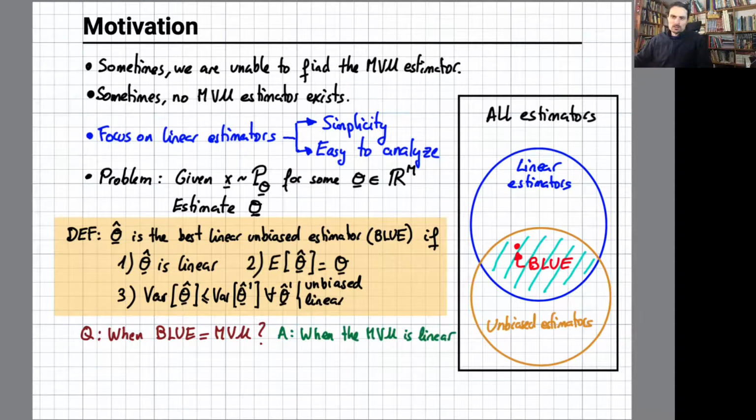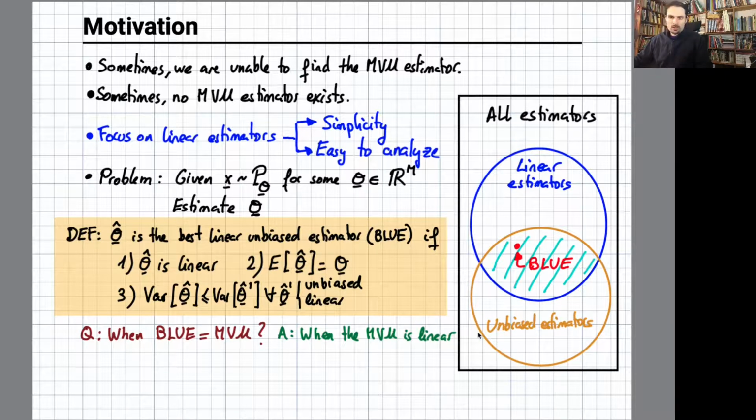Okay, so as you may have guessed, both estimators coincide when the MVU is linear. The reason is relatively straightforward. The MVU is the best estimator within this yellow circle, right? And therefore it is better than any other estimator in the yellow circle. In particular, it is better than any other estimator in this shaded area, right?